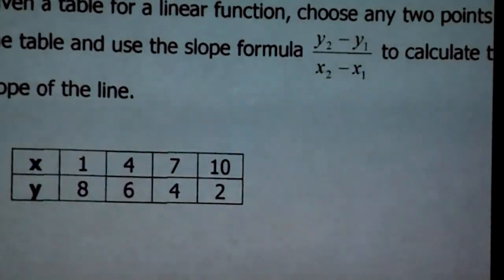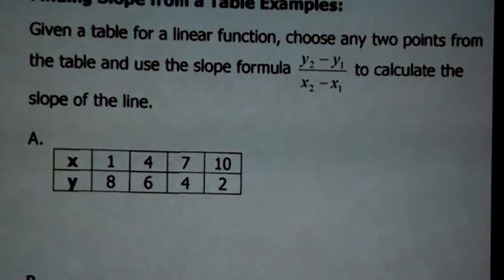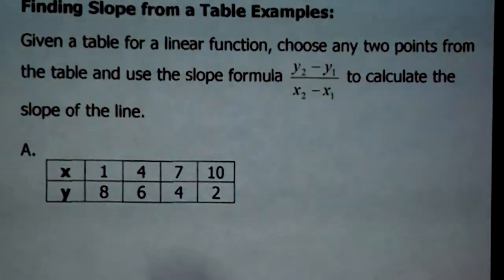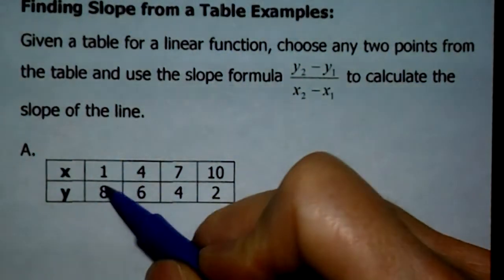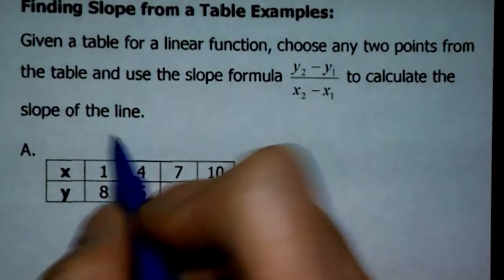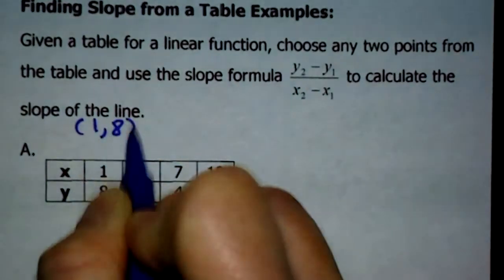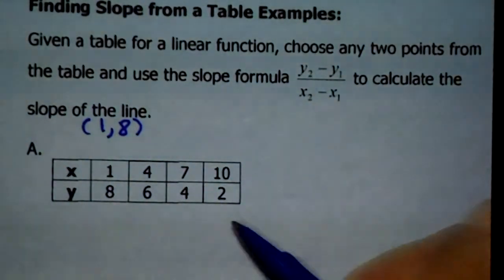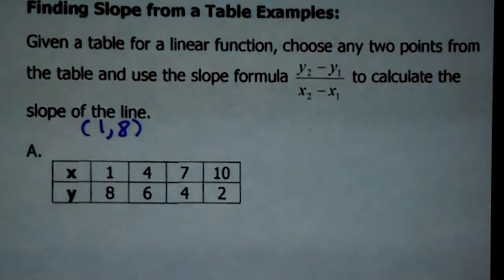We're going to use the same kind of concept that we used when we were just taking y2 minus y1 with your table. Because when you're given a table, these are all your x values, these are all your y values, and these are actually ordered pairs. So when you see this, when x is 1, y is 8, this actually means 1, 8, right? And this would mean 4, 6, and 7, 4, and 10, 2. So these are all ordered pairs. We can find the slope the same exact way.